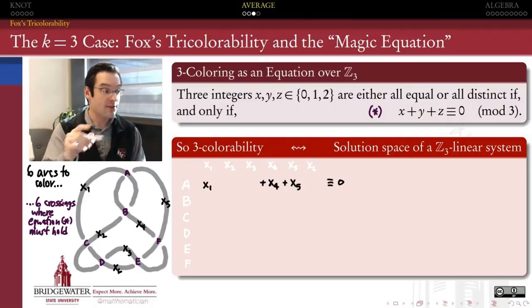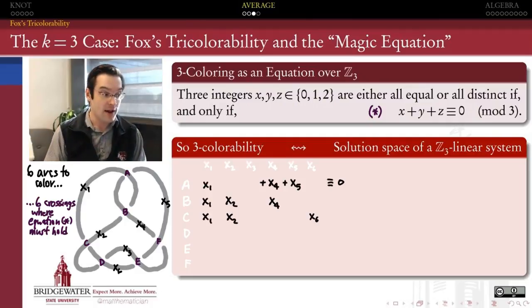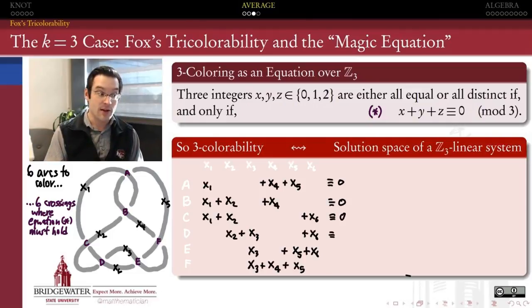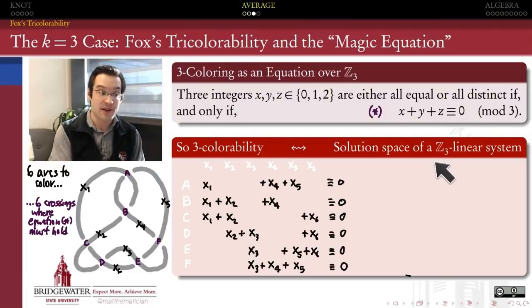I'll do the same process for the other 5 crossings in my knot diagram, and I get this handy 6 by 6 system of linear equations that I'd like to solve over Z mod 3. Notice each one of the rows has 3 1 coefficients and 3 0 coefficients. Each one of the columns also has 3 1 coefficients and 3 0 coefficients. So it's not too terrible of a linear system to row reduce as long as we can keep our head straight and do our arithmetic inside of Z mod 3.